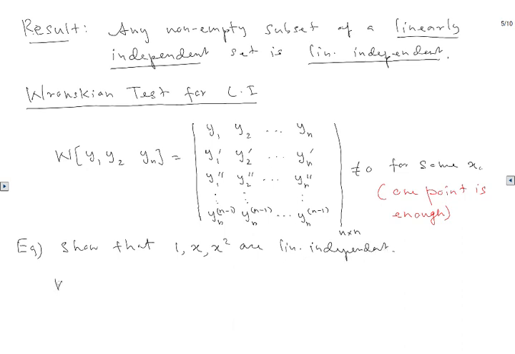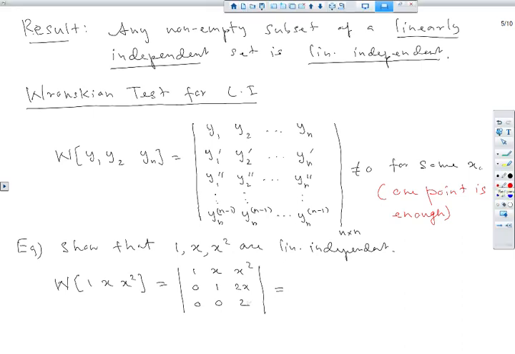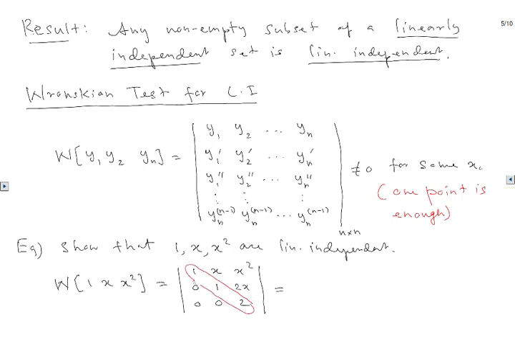So we can look at the Wronskian W of 1, x and x squared. Let's write the functions first, then the first derivative, then the second derivative: 0, 0, 2. Now we're going to go back to linear algebra. We know that if we have a diagonal matrix, then the determinant is simply the product of the diagonal entries. So we simply multiply these three diagonal entries. That's the determinant. In this case, you get 1 times 1 times 2, which is 2, which is not equal to 0. And this is true for all x, so they are linearly independent. So the functions 1, x and x squared are linearly independent.